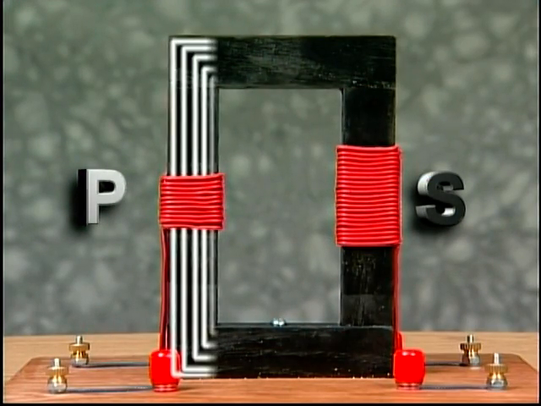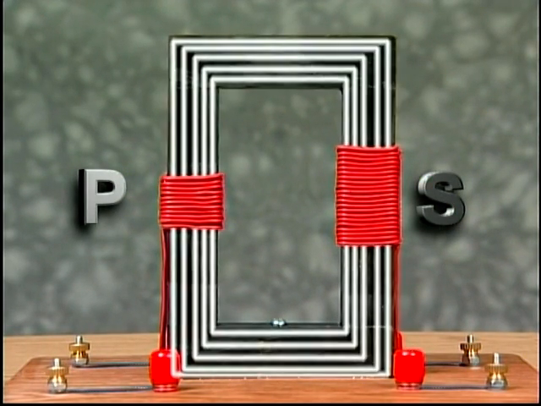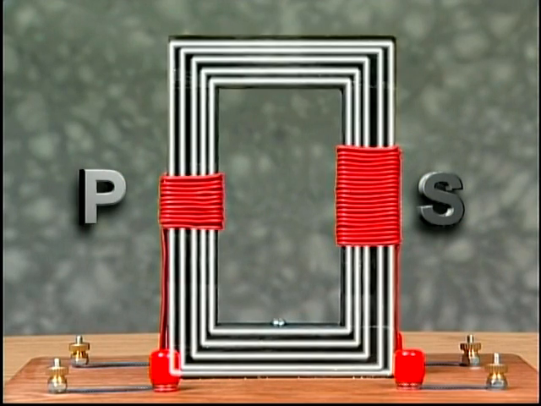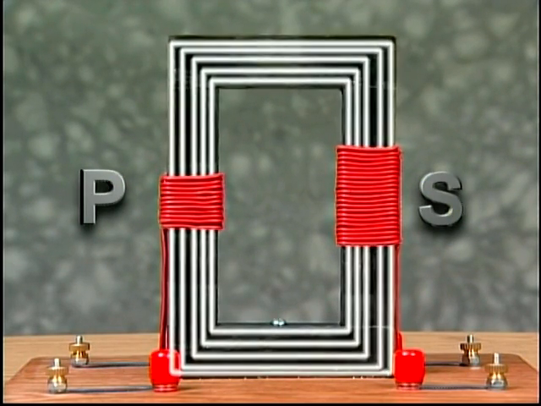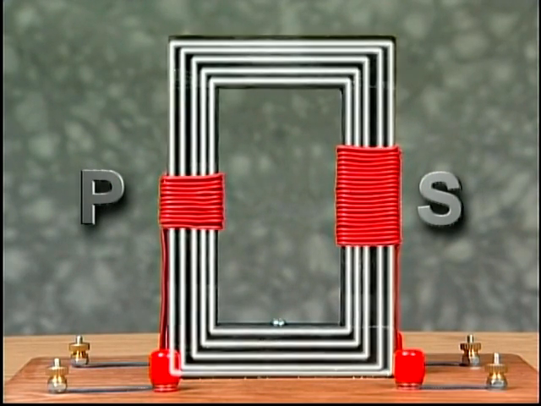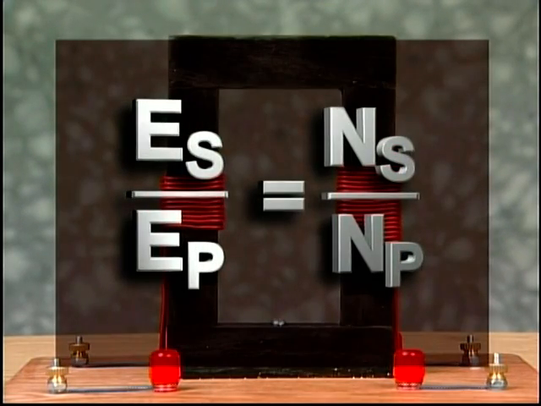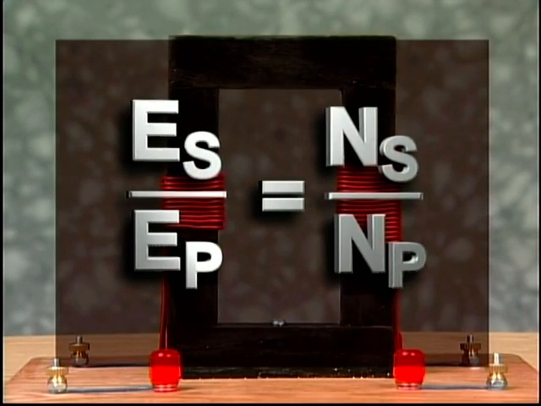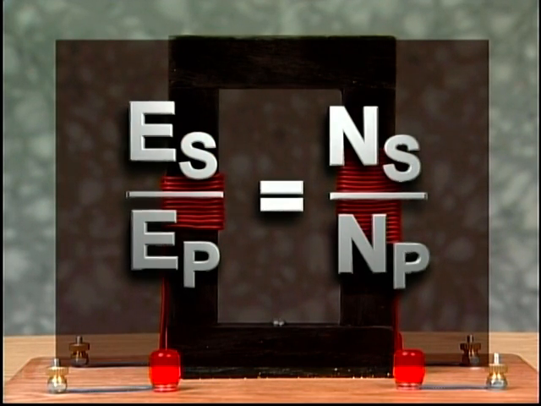Assuming that all the magnetic lines of force from the primary cut through all the turns of the secondary, the voltage induced in the secondary will depend on the turns ratio between the secondary winding and the primary winding. In this case, the secondary has twice as many turns as the primary. Voltage of the secondary divided by the voltage of the primary equals the number of turns in the secondary divided by the number of turns in the primary.